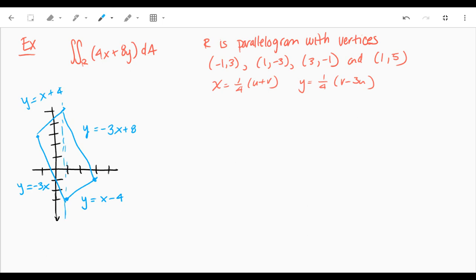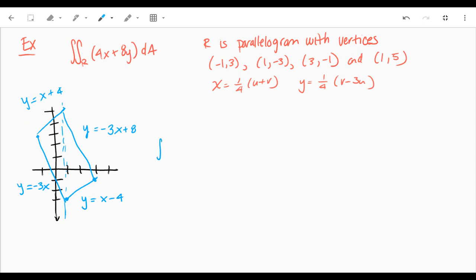Okay, so we'd have to do one integral from x is -1 to +1 with x plus 4 and -3x for the y's. Then we have to switch and go from 1 to 3 with -3x plus 8 on the top for the y's and x minus 4 as the bottom for the y's. So we'd have to do the double integral broken into 2. We wouldn't want to do that, okay?